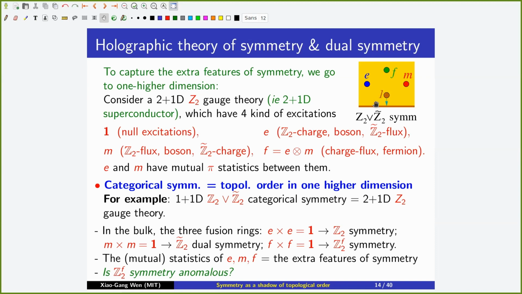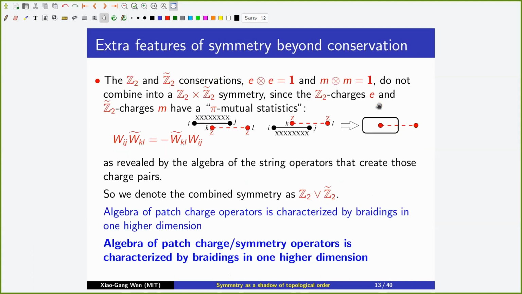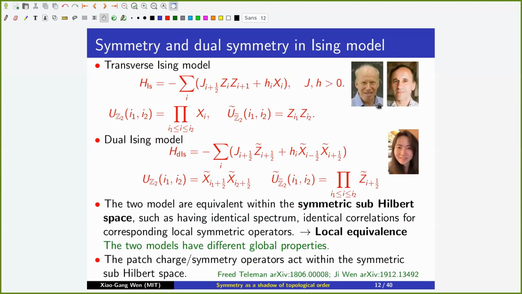It's really the following. Because in the bulk, suppose we only have one boundary, then the E particles always appear in pairs. If the bulk has very high energy, and the E particle may have low energy on the boundary, then you either have one E particle on the boundary and another E particle in the bulk, which has very high energy, or we have both E particles on the boundary, which has low energy. So the low energy subspace always has an even number of E particles. So that is the symmetric sub-Hilbert space.